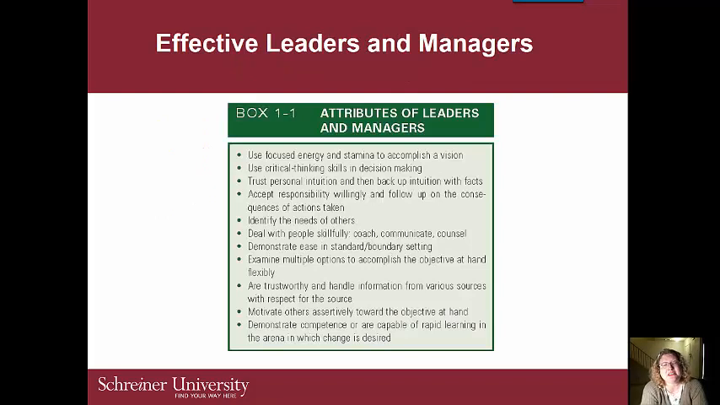And we're going to look at how to be an effective leader and manager. You want to focus on the vision, be a critical thinker, back up your instincts with fact. You know, we're talking about going for your gut. When you go with your gut, there's a reason and a logic behind that. You need to be able to say what those facts are. Accept responsibility and consequences for your actions. Identify with the needs of others. Coach, communicate, and counsel employees.